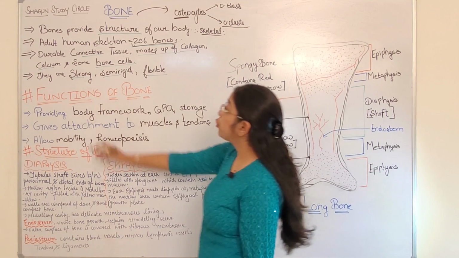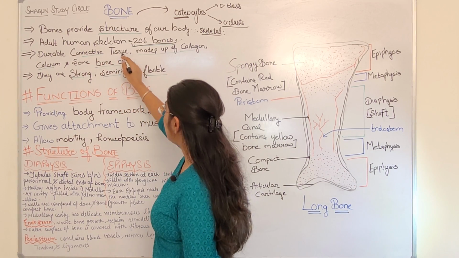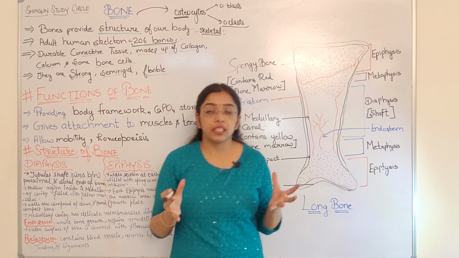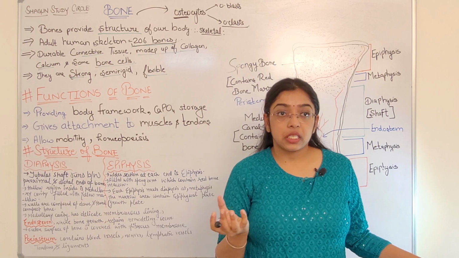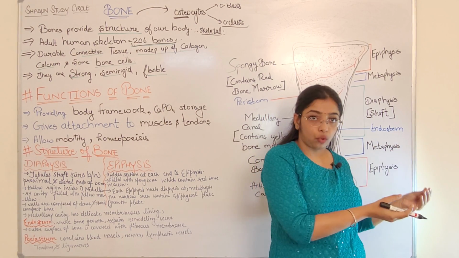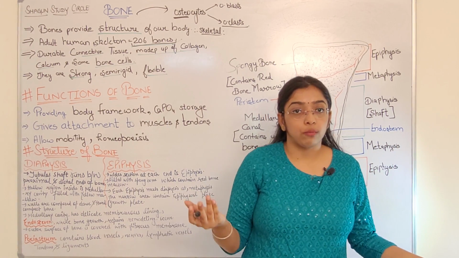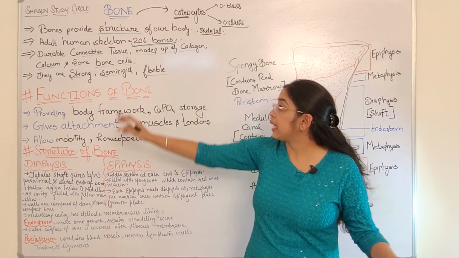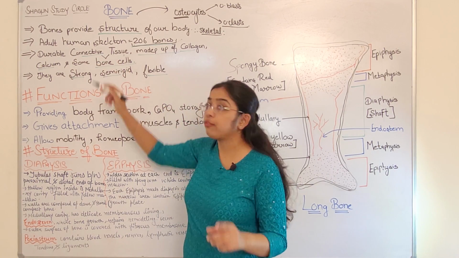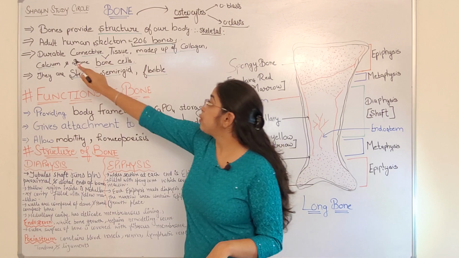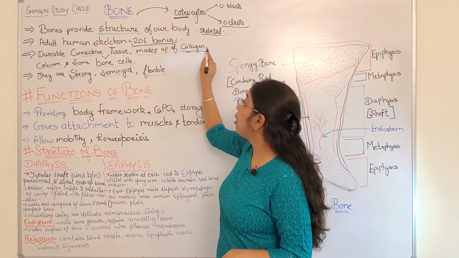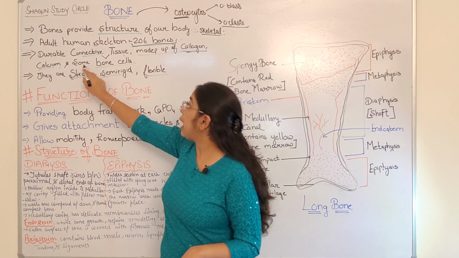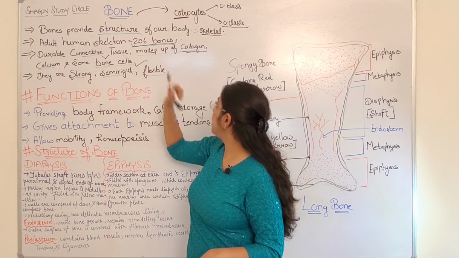Next is durable connective tissue. Bone is made up of connective tissue which is durable, which is long lasting. It gets destroyed and it also gets reformed, so we call it durable. It is a connective tissue which helps in the connection of two things, and it is durable in nature. It is made up of collagen, calcium and some bone cells.